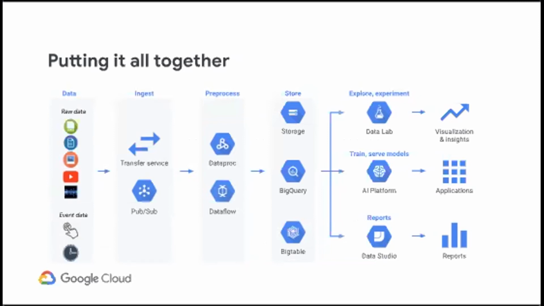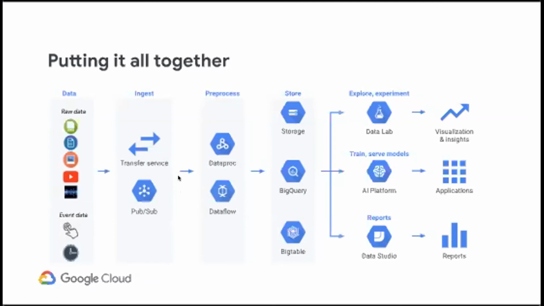So you take in your data in different forms. You would ingest it either with Transfer Service, which allows you to pull huge amounts of data, or Pub/Sub, which allows you to do real-time publishing of data. It's almost like a stream of continuous information. You could use that as well. Then you would pre-process using Dataproc or Dataflow, and then you would store it either in Storage and use BigQuery, which is kind of like SQL, but for huge data sets, and then store it in Bigtable.